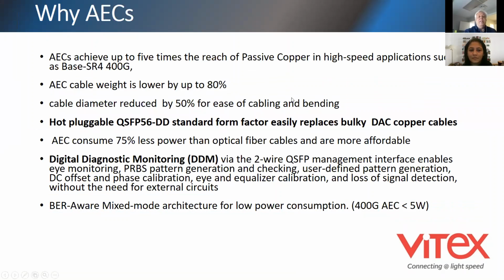So what we're doing with the active copper is we're using signal conditioning, basically amplification and equalization, and also changing the modulation of the electrical signal, to extend the reach of the direct attached copper signaling, and also, in addition, serving as an AOC replacement. That's active optical cable replacement.